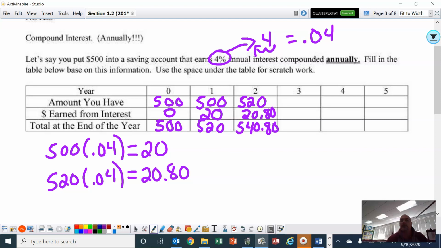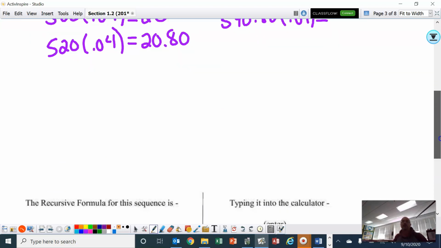All right, and we would continue that. So then the next time we would take 540.80 times the 0.04, and we'll get that amount, and so on. Okay, we don't need to fill in the rest of the table, okay? If you didn't quite get that, re-watch that part. Okay, I want to jump into what we are going to do next with this.